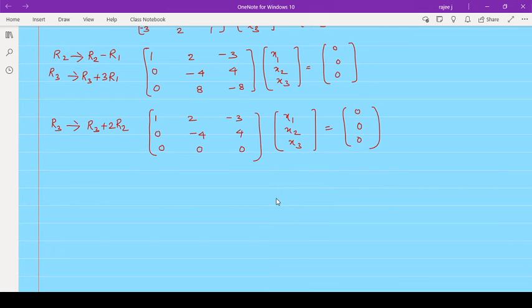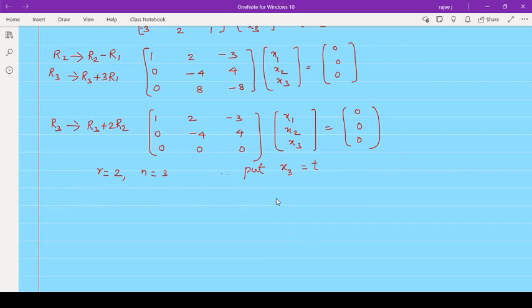If you need, we can put R2 changes to R2 divided by 4. That also we can do here, or else we can stop here itself. So here the rank is 2, n is 3. So for one variable you can give some value. I am giving x3 some value, so put say x3 equal to t.